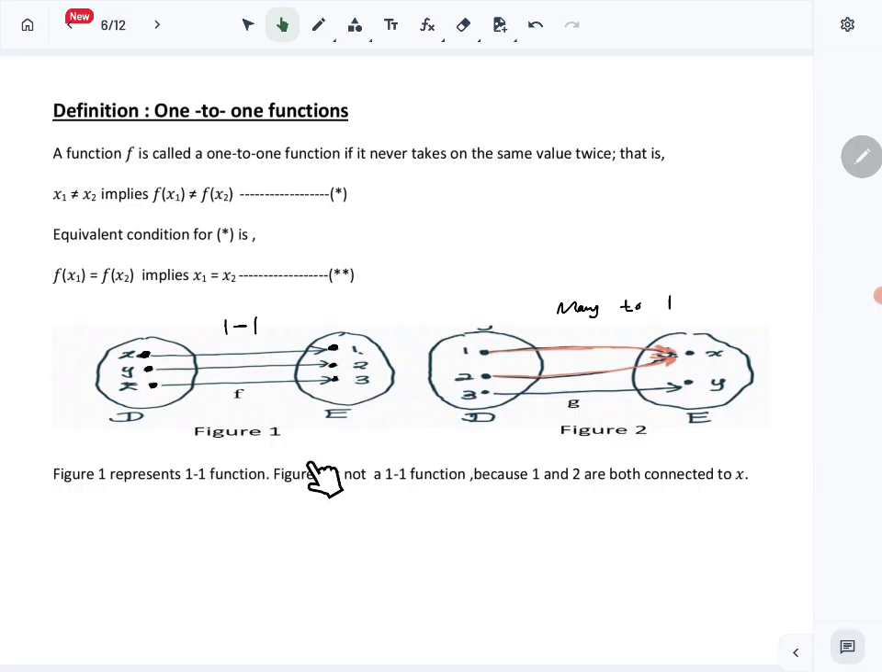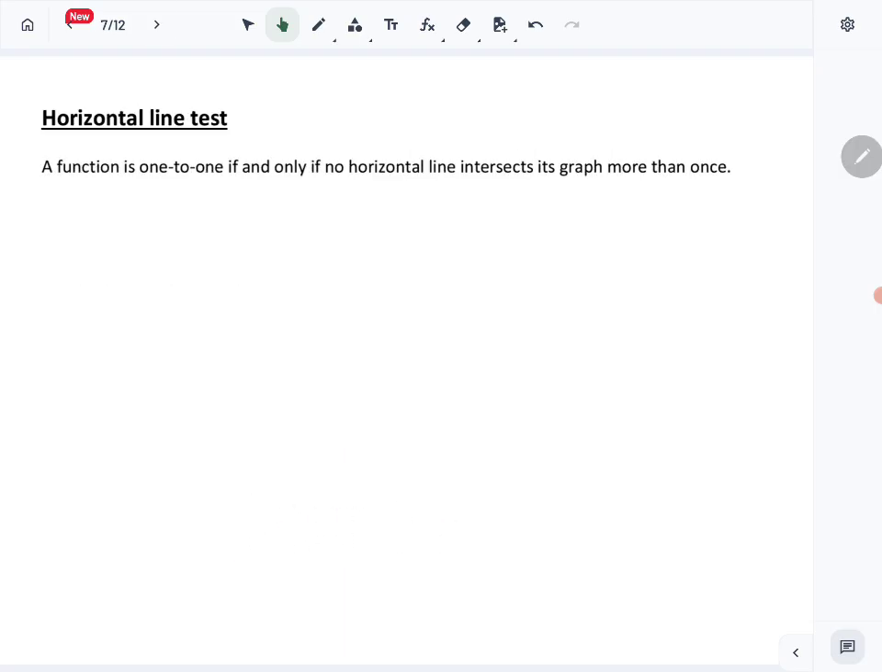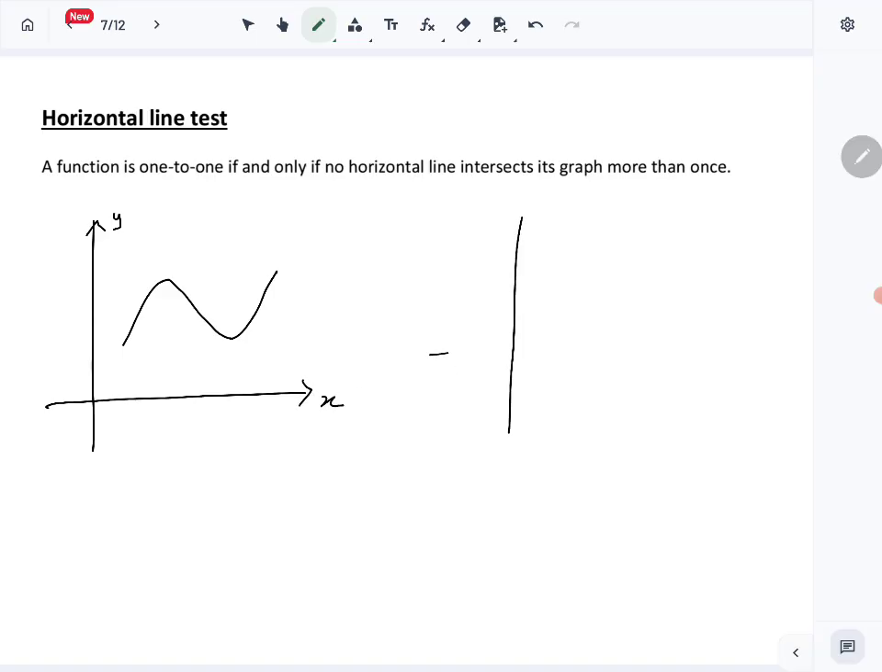In the syllabus you won't get any questions on one-to-one functions. This is introduced only to define inverse functions, right? So if you are given a graph, there's a test to check whether the graph of the function is a one-to-one function or not. This is called the horizontal line test, right? A function is one-to-one if and only if no horizontal line intersects the graph more than once. So for example, let's look at these two curves.